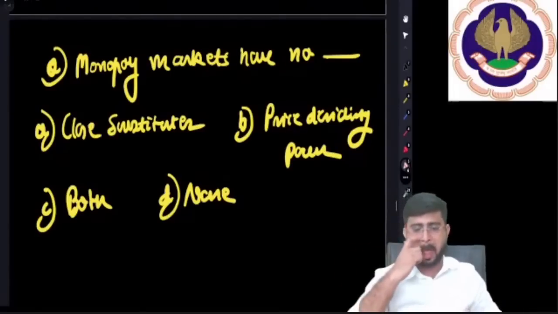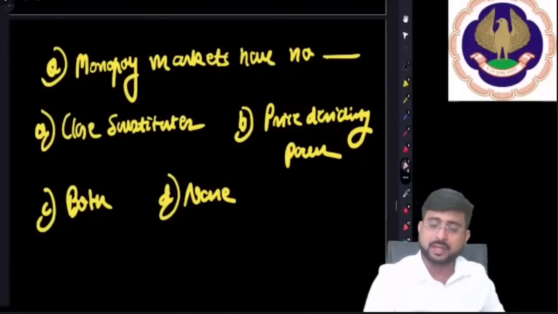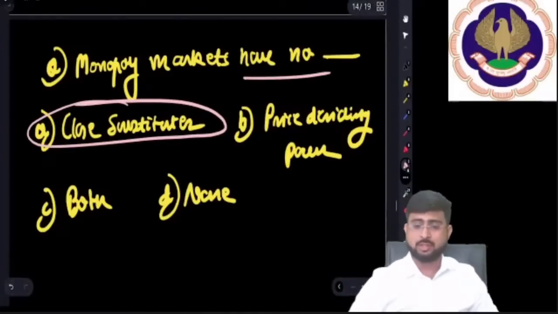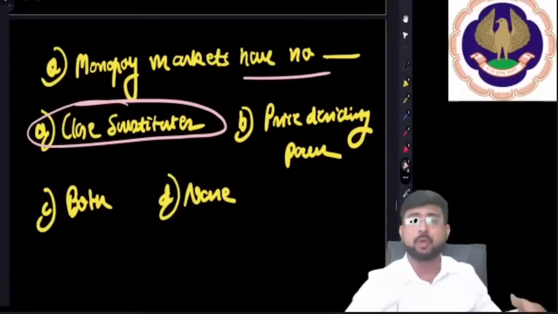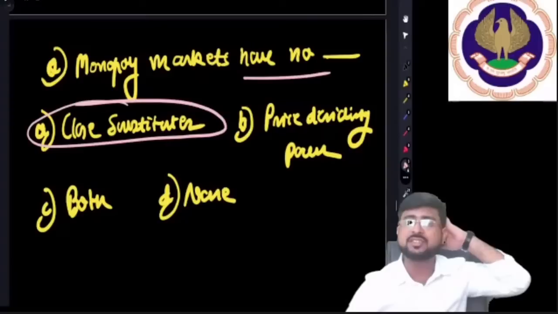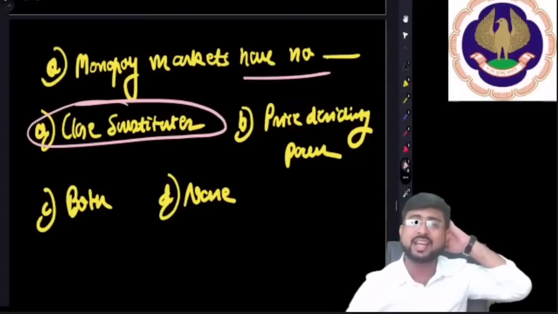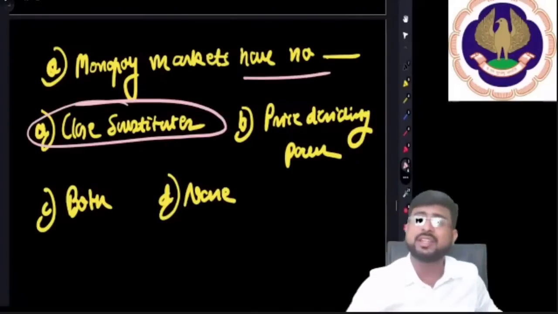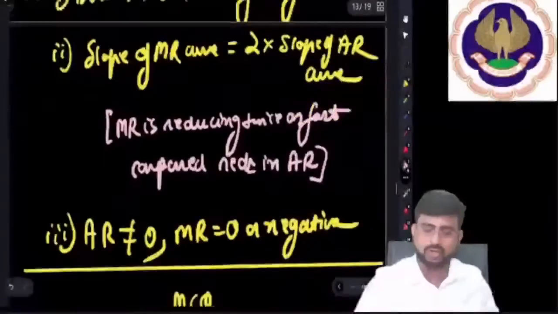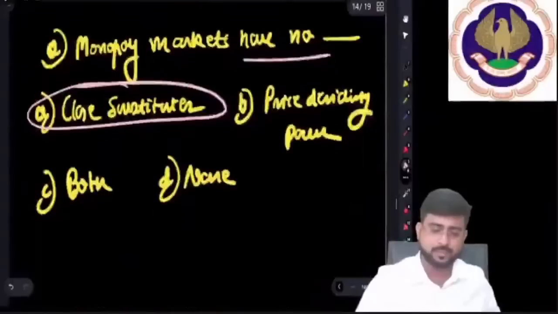Correct, sir. Monopoly markets have no close substitutes. You cannot say price deciding power because they have price deciding power. So the answer is they have no close substitutes.